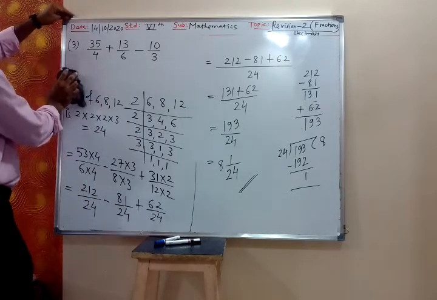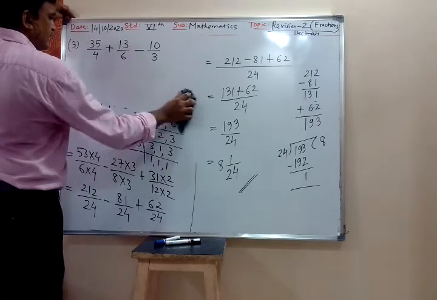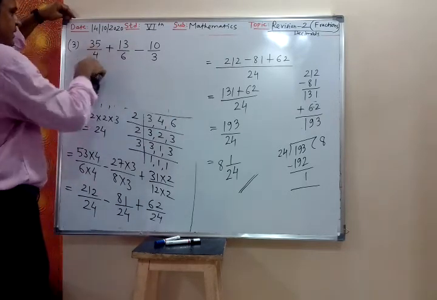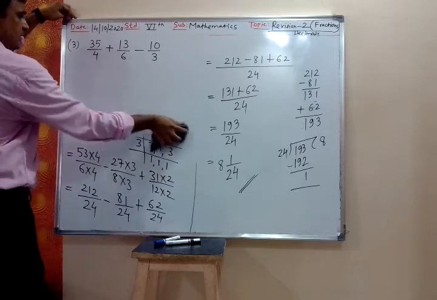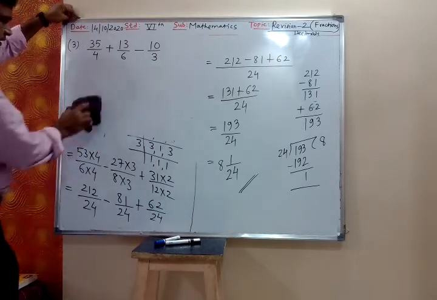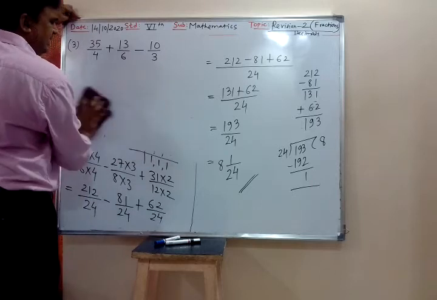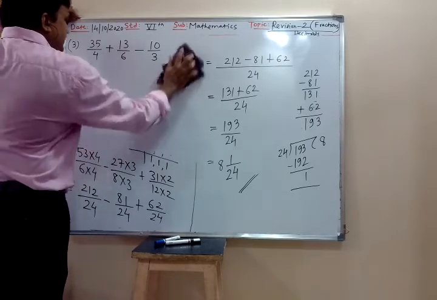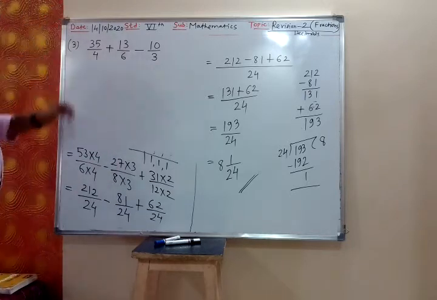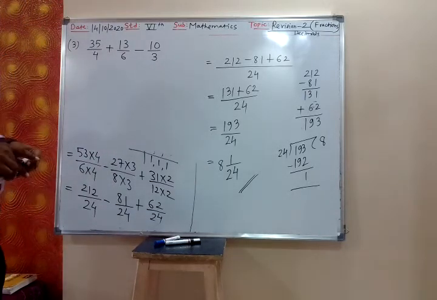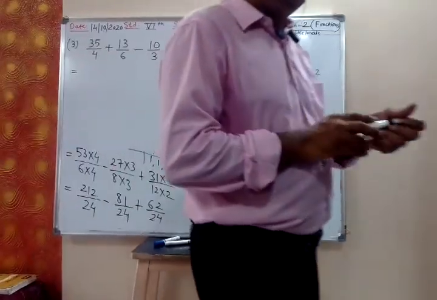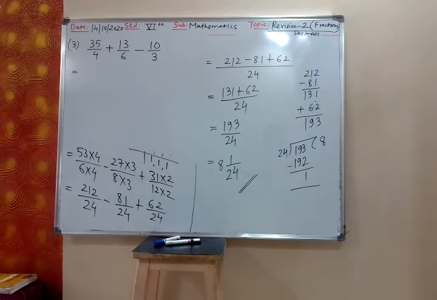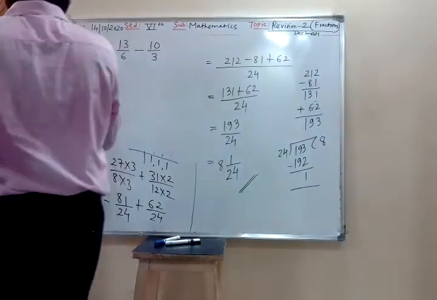Now let us solve this. It is 35 upon 4. Yes, do not converse anything. Please stop communication with each other. That is not permissible. Today I will check it. Do not worry, I will check it. Wait, we will see.